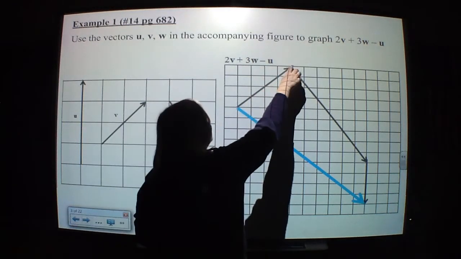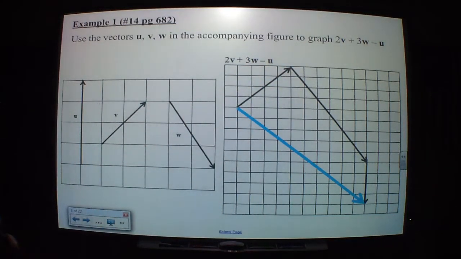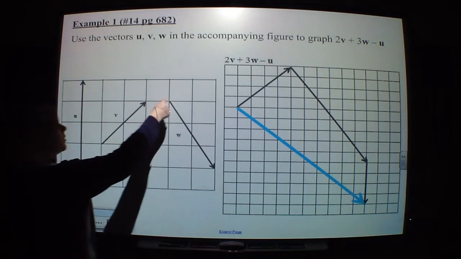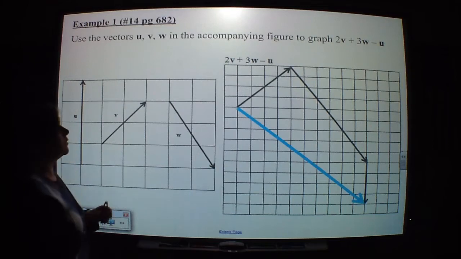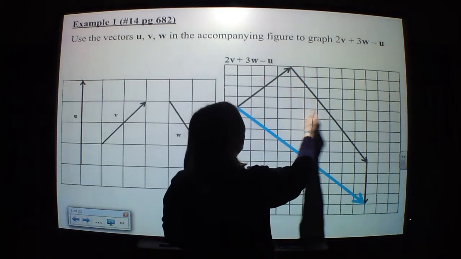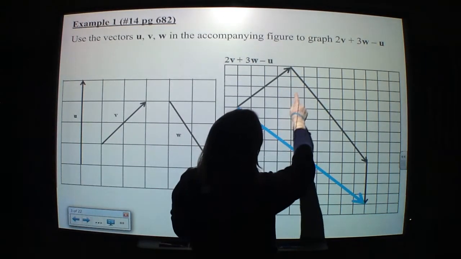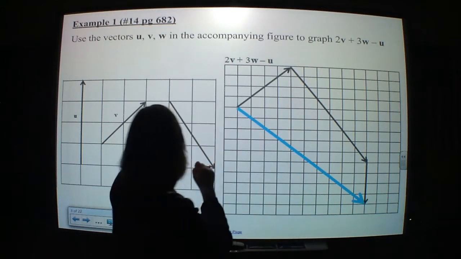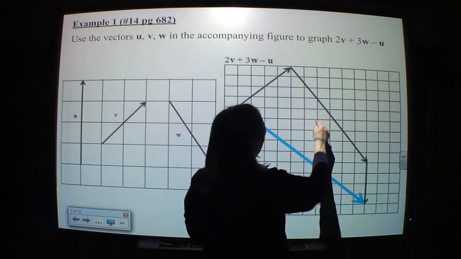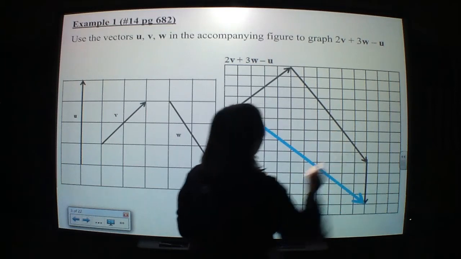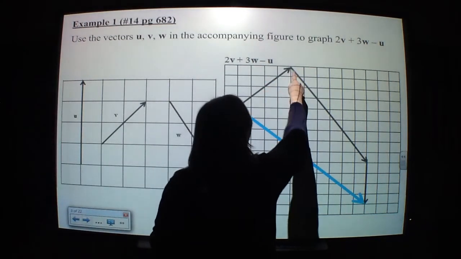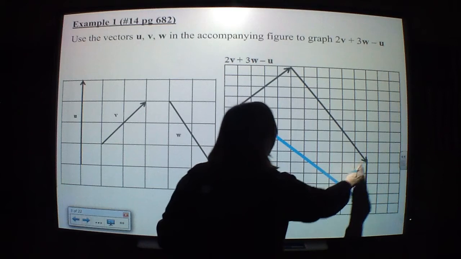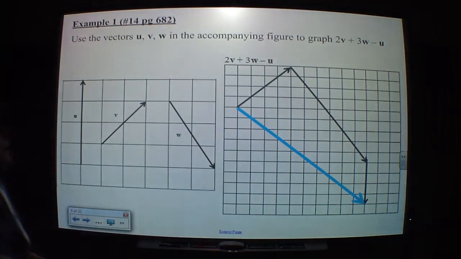And then at the end of that, we would do plus 3w. w goes down 3, over 2, so we would do that 3 times. Down 3 over 2, down 3 over 2, down 3 over 2. So this one is your 3w. And then minus u.